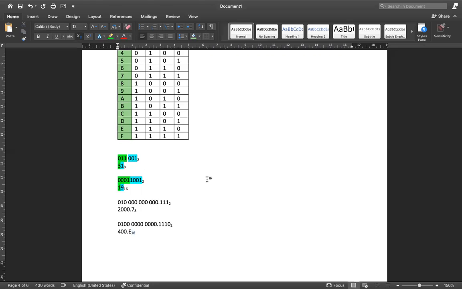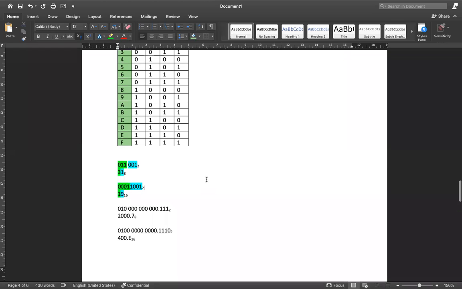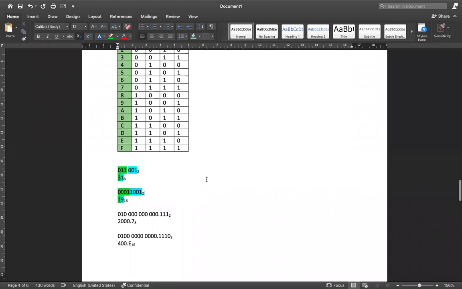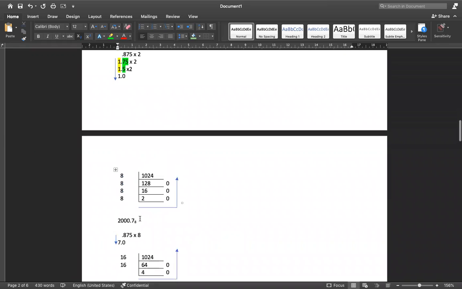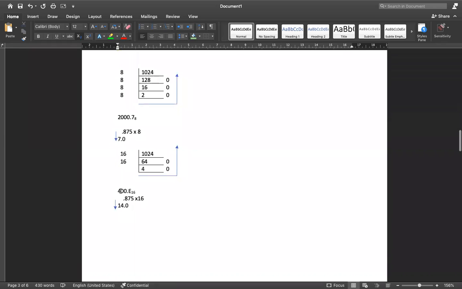Yes. So that's why I said, learn the hard method, then learn the easy method, then you feel that it is easy. But don't forget the original method. That is also required. So this is the short method. 2000.7, 400E. So you can see the same answer.